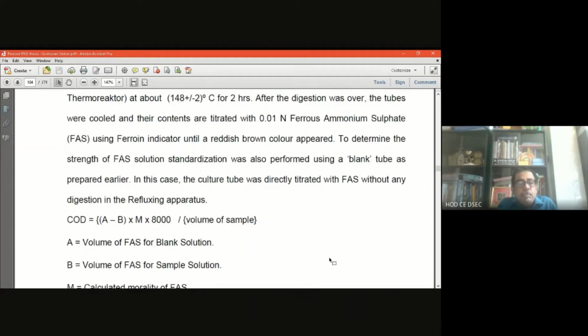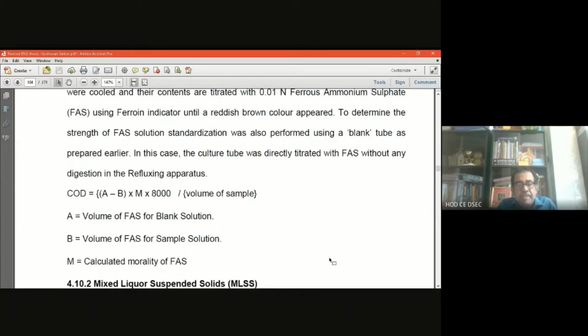So what is the COD? How can the COD value of the wastewater be determined as one of the key parameters? Simply, it is (A minus B) into M into 8000 divided by the volume of sample. A means the volume of FAS for the blank solution, that is the hot blank after digestion, and B means the volume of FAS for the sample solution. So that value is always less than the volume A.